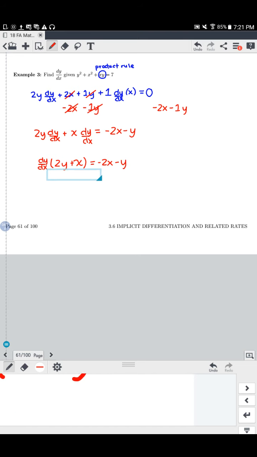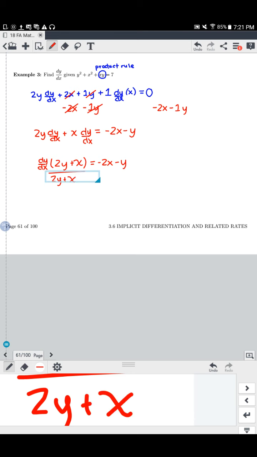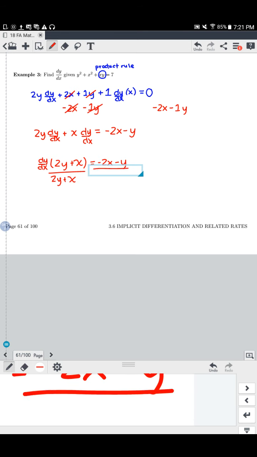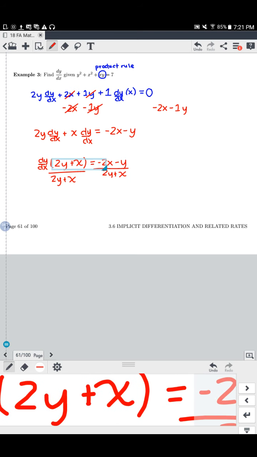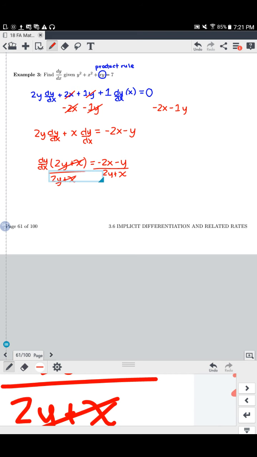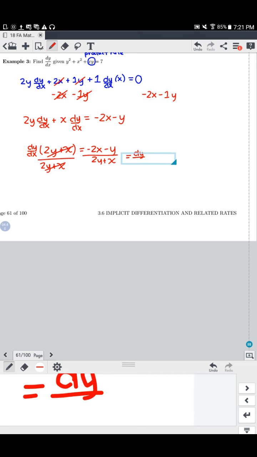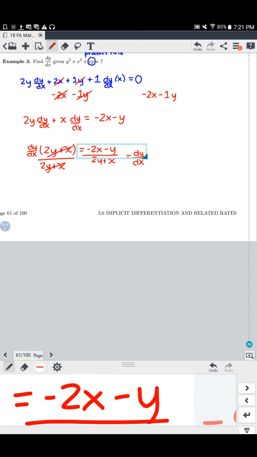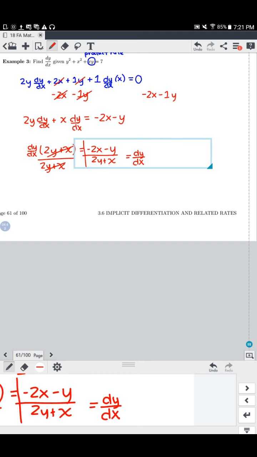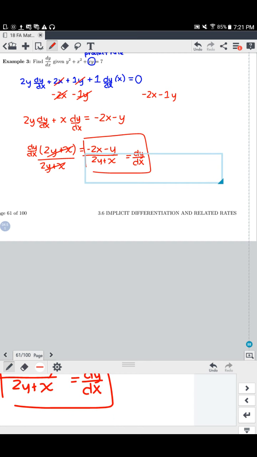And now I'm finally ready to get dy/dx by itself. I'm going to divide by this coefficient out here. I'm going to take my 2y plus x and divide by that. Since it's multiplied, the division will cancel out. And now these cancel, and I have my answer. There's the derivative. dy/dx equals negative 2x minus y over 2y plus x. You might even want to rewrite it. If this was a test, of course, I would take a second and rewrite it out in another step, but that's good enough here in our notes.